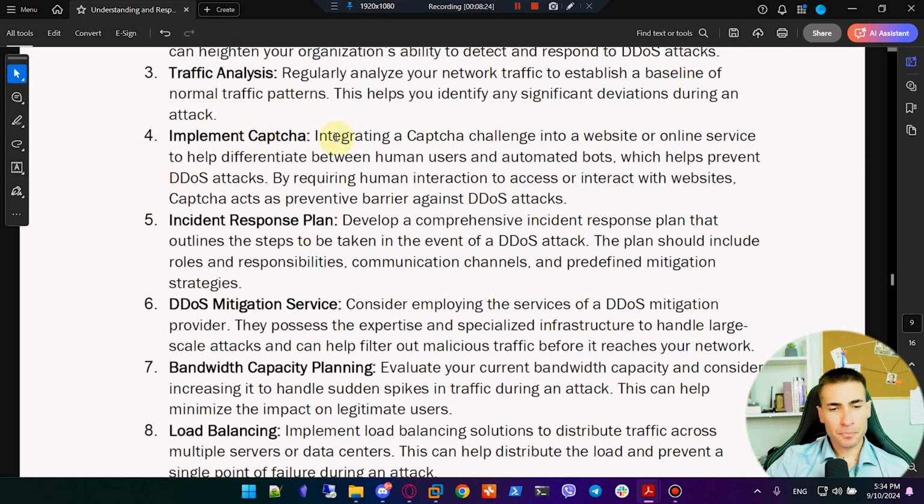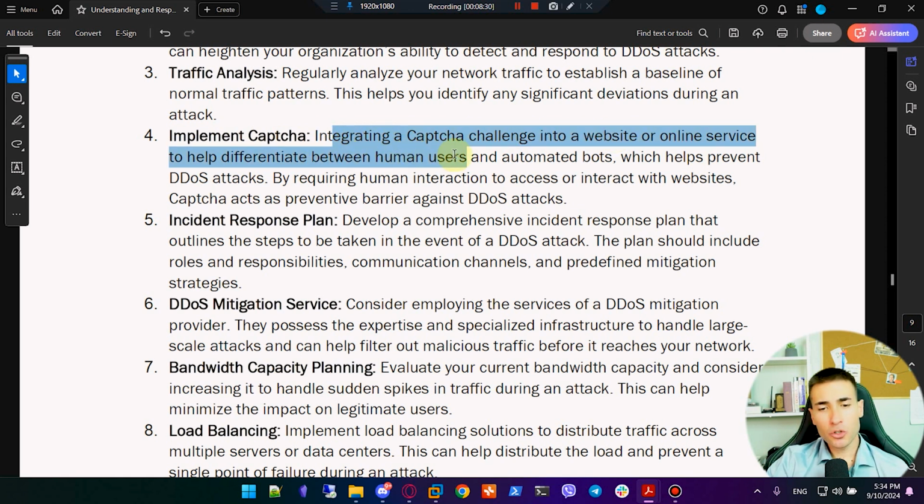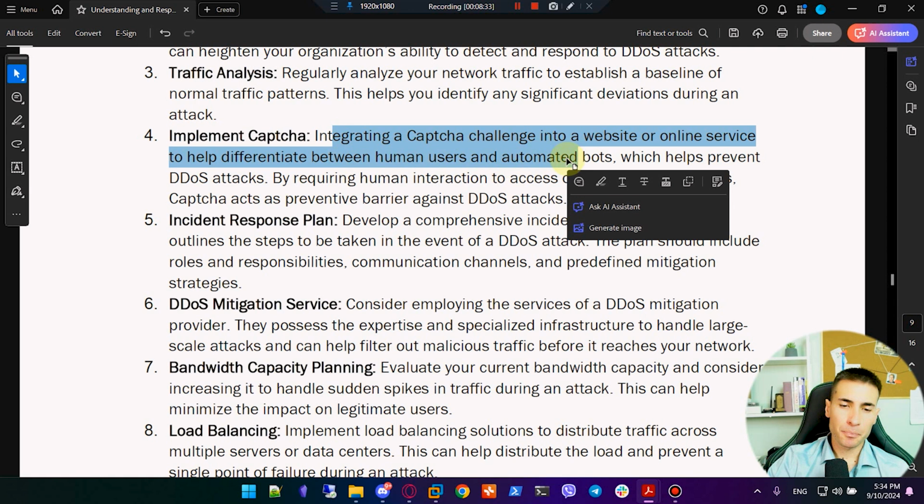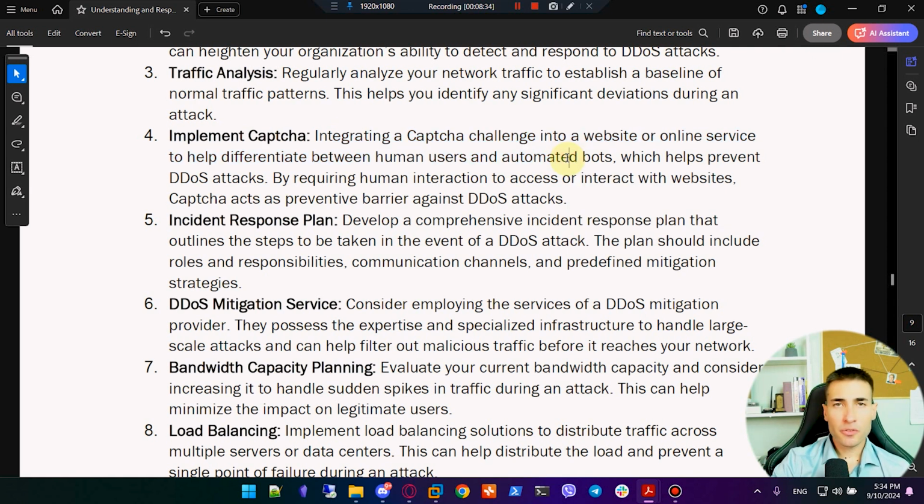Implement CAPTCHA. Integrating a CAPTCHA challenge into a website or online service can help differentiate between human users and automated bots. Therefore, this could prevent a denial-of-service attack, because if the bot fails the CAPTCHA challenge, then it's not going to be able to use that functionality and spam requests towards the server. Therefore, this request, of course, is not going to happen at all in the case where we have a CAPTCHA challenge.